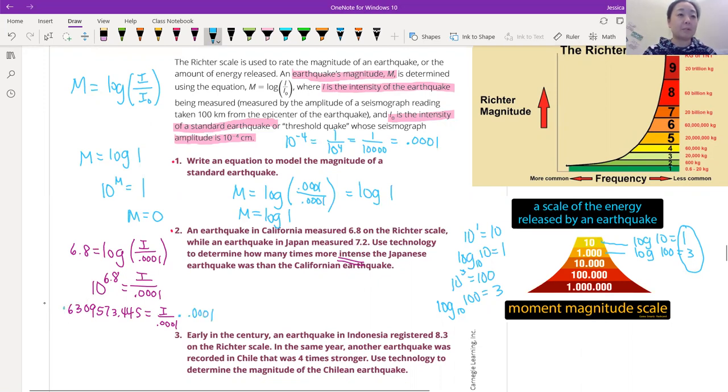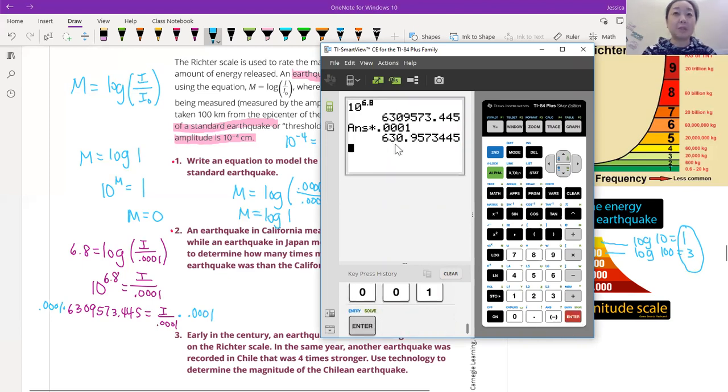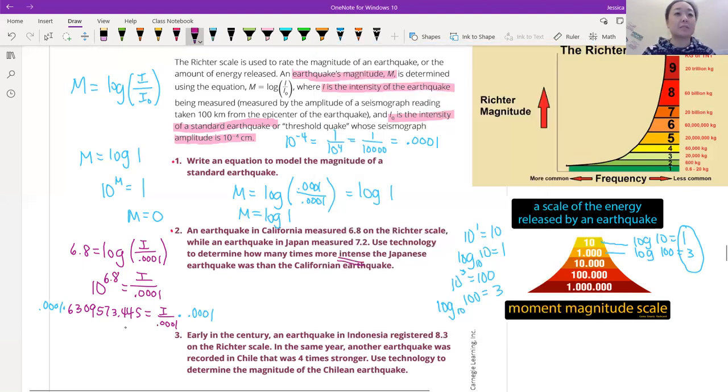Multiply by 0.0001. All right, and then here we go. And honestly, we can just change this. So multiply that by 0.0001. Make sure I have enough zeros in there. And yep, it's going to be 630.96. So I is equal to 630.96, about.